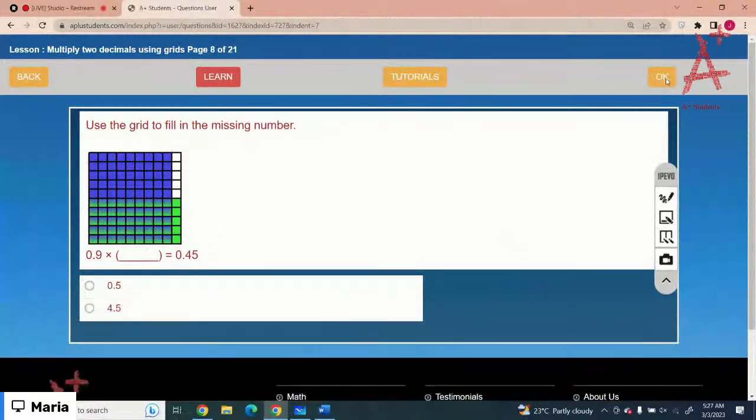Use the grid to fill in the missing number. 0.9 times, which is missing? The blue represents 0.9 and the green represents just 5 rows. So it is 0.5. Got it? So that means the missing one is 0.5.